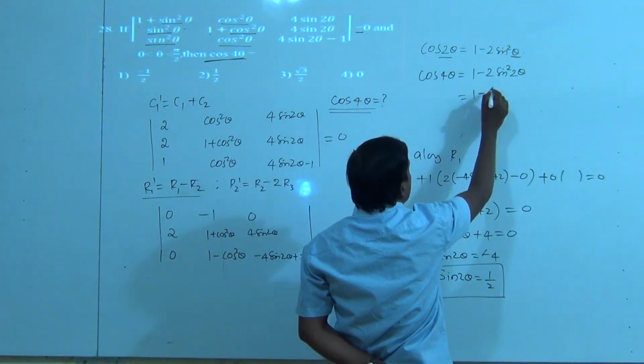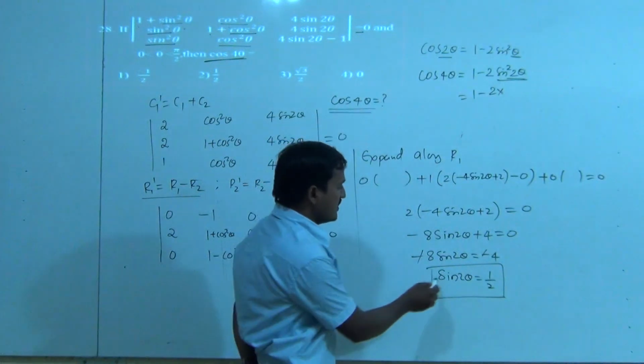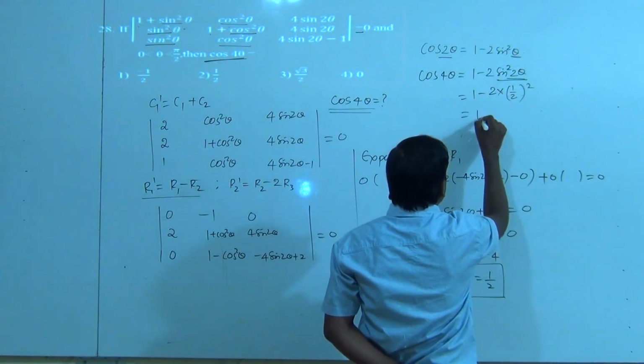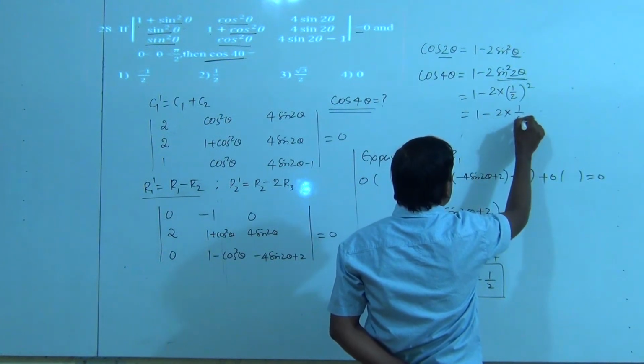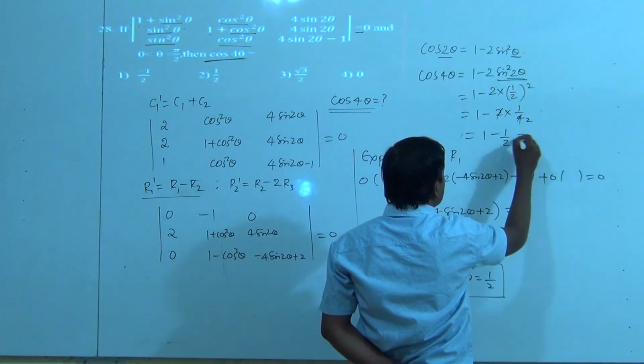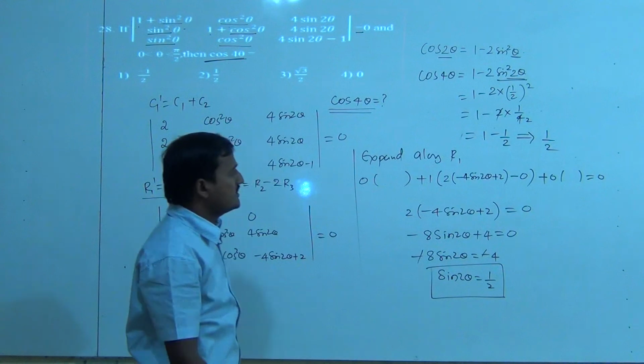So therefore 1 minus 2 as it is. What is the value of sin 2 theta? Sin 2 theta is 1 by 2. So 1 by 2 whole square. So clearly 1 minus 2 into 1 by 4, 2 1 ja, 2 2 ja. So therefore 1 minus 1 by 2. So therefore your answer is 1 by 2. 1 minus 1 by 2 means 1 by 2.